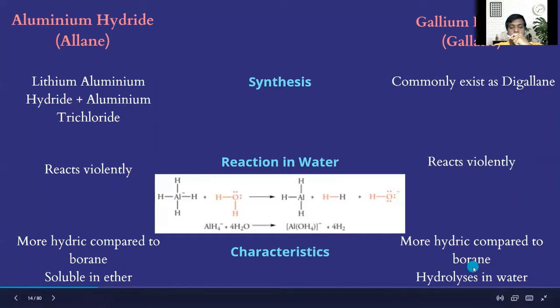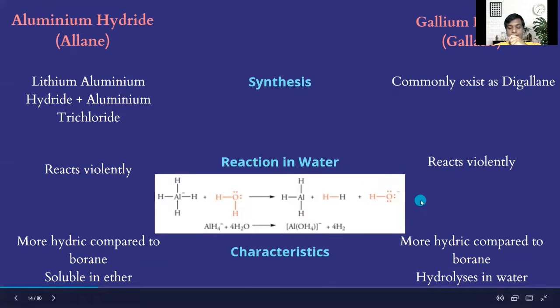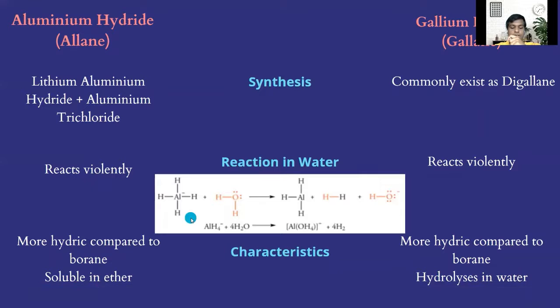The next part is characteristics of aluminium hydride and gallium hydride. Aluminium hydride and gallium hydride are both said to be more hydridic compared to borane. The reason is because boron is a more electronegative atom. Therefore, the hydride ion that is attached to the boron will have less electron density.